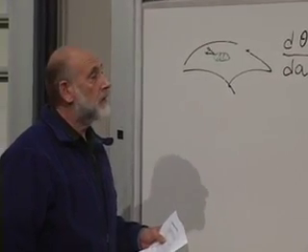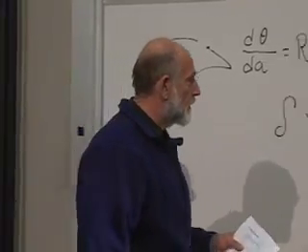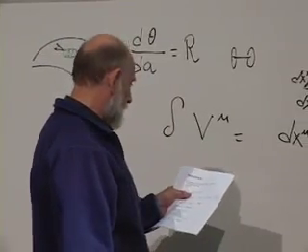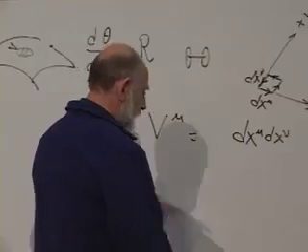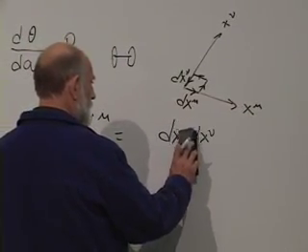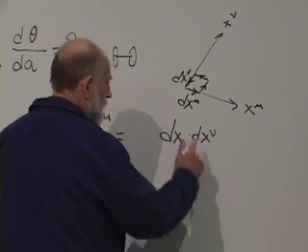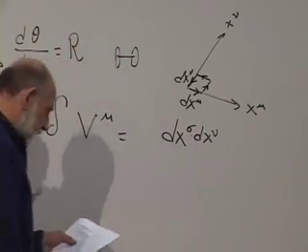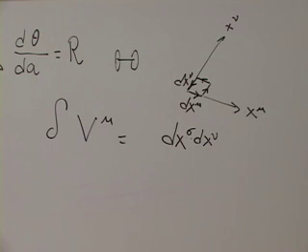You want to use mu on the superscript for v? Because you already used mu on... Oh, you're right. We shouldn't. dx nu, dx sigma. Good point. We shouldn't. So it's going to have dx nu and dx sigma.